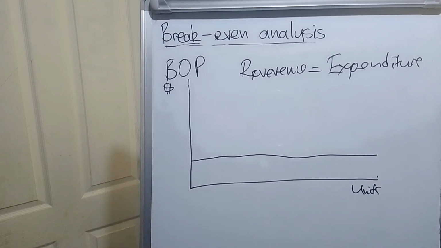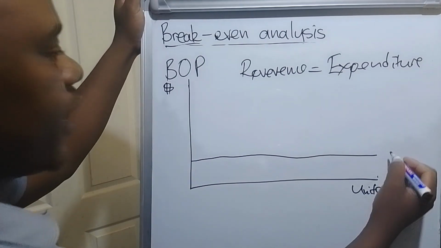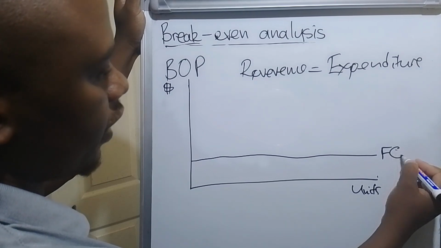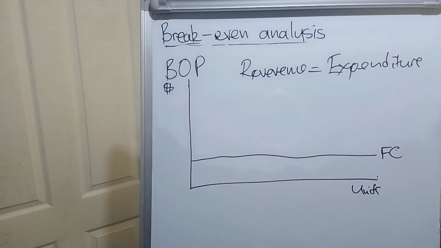Why is this line straight? It's because fixed costs don't change, even if you produce so many items. We are assuming that the salary of a manager will remain the same even if the manager produces 10,000 units or 5,000 units. So the salary is part of those fixed costs. So the fixed cost line is a straight line. Let's label it FC, fixed cost line. It's a straight line that does not change.